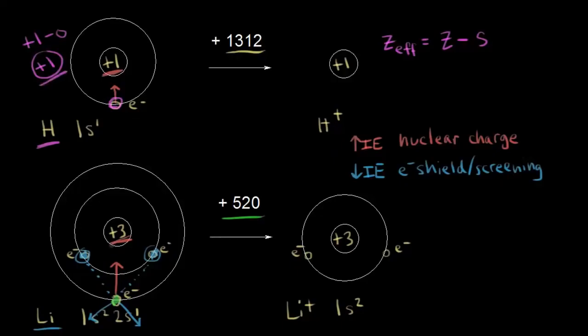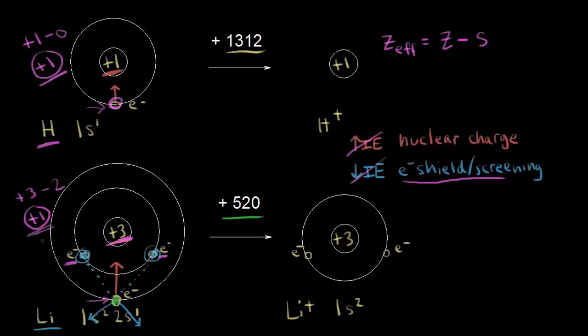So this outer electron experiences an effective nuclear charge of +1. For lithium, there are 3 protons in the nucleus, so Z would be +3. And there are 2 shielding electrons, these 2 inner shell electrons here, so it would be +3 minus 2. So the effective nuclear charge would be +1. So if you think about it, the effective nuclear charge that hydrogen's electron feels is about the same as lithium's outer electron, because they both have an effective nuclear charge of +1. So the fact that lithium has this electron shielding or electron screening kind of cancels out this effect of the nuclear charge. And so these two things kind of cancel out.